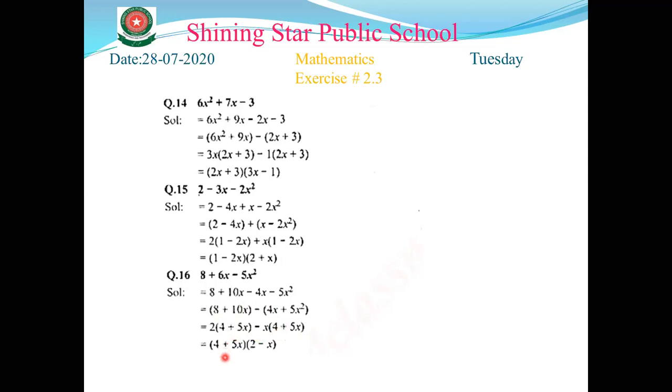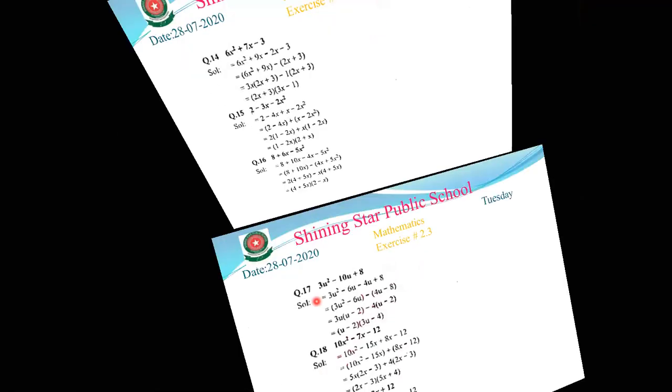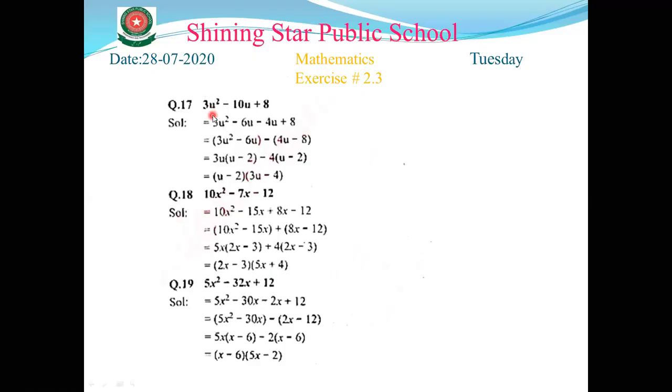Take the common 4 plus 5x. When we take the common 4 plus 5x from these two terms, we get here 2 minus x, which is your required answer of question number 16. Now, question number 17. 3u square minus 10u plus 8. 3 8s are 24. Now, the two numbers are 6 and 4. 6 multiplied by 4 is 24. When we add them, it becomes minus 10.